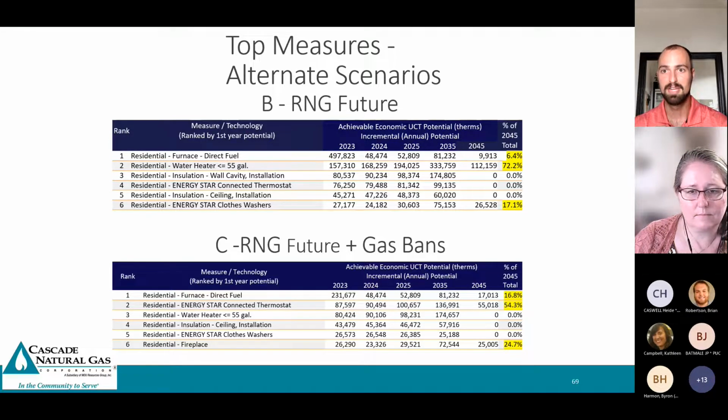You'll notice that scenario B, the RNG future, in the top there, highlighted, has a little bit of adjustment in direct fuels and water heaters. It dropped in total UCT savings from 10% to 7% and 7% respectively. And then in C, our RNG future plus gas bans, you notice that the Energy Star connected thermostats went up significantly, whereas in scenario B, they're much lower. Then we also have direct fuel furnaces and fireplaces coming up, which we haven't seen previously in our scenarios for residential.